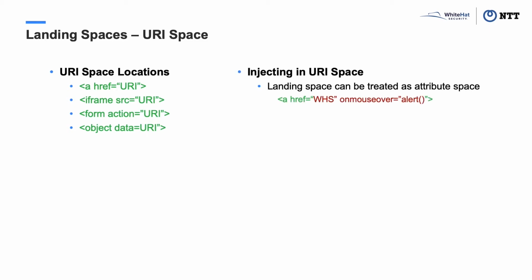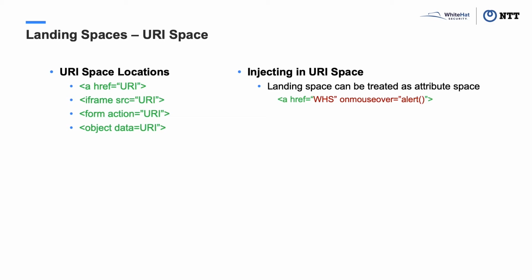The last landing space we will go over today is URI space. This space is a subset of attribute space. Specifically, anywhere an attribute's value is set to a URI that is able to be clicked or loaded in some way. Some examples of this space are hypertext reference attributes found in an anchor or area tag, and source attributes used for iframe, image, and audio tags. Since this space is a subset of attribute space, an injection here overlaps with a standard attribute space injection. So all that needs to be done is break out of the href attribute, create a new name value pair, and XSS can easily be proven.